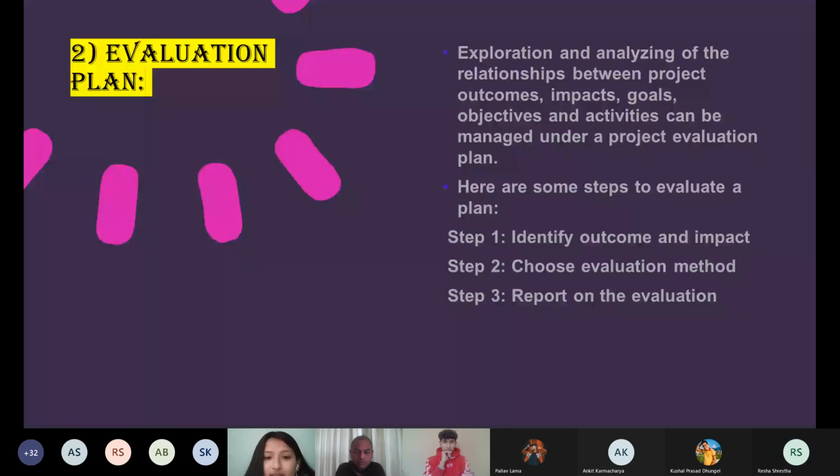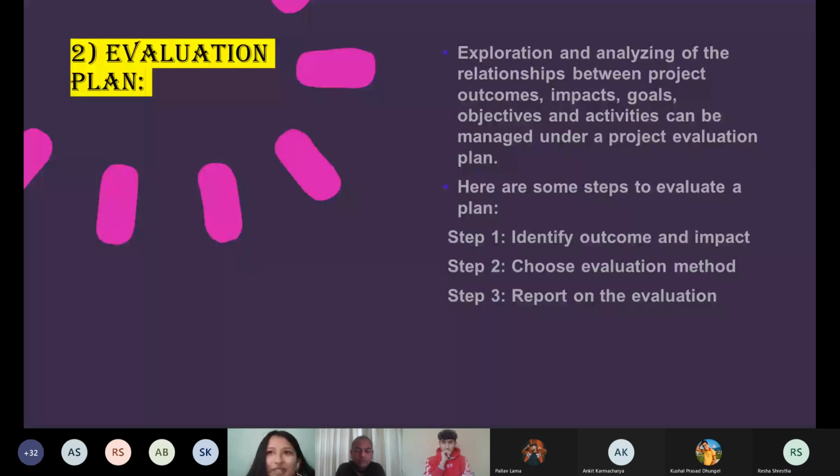And the second step is to choose an evaluation method. Choosing an evaluation method will focus on results and benefits as well as impacts. And the third step is to report on the evaluation. The report includes our conclusion about the project's ability to produce desired change and accomplish preset goals and objectives.